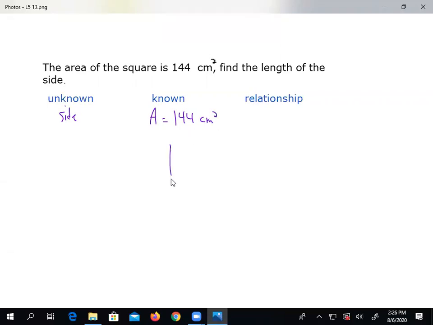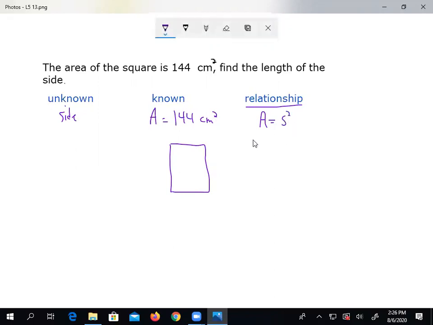And I also know that I have a square. So a square looks something like this. So we know that to follow this problem, how does a side get associated with the area? Well, on the formula sheet, we understand that the area is going to be the side squared. So the formula is going to say A equals S squared.